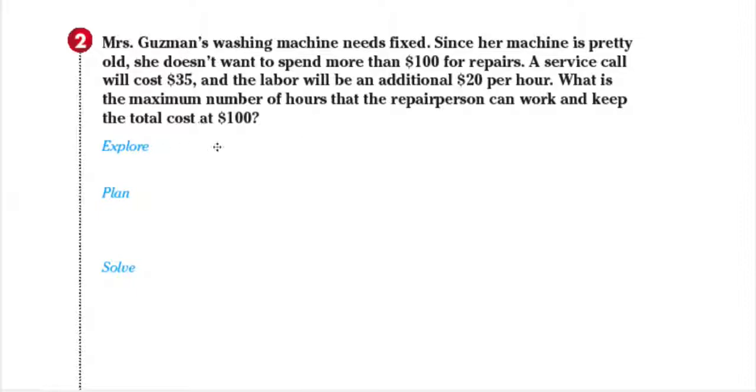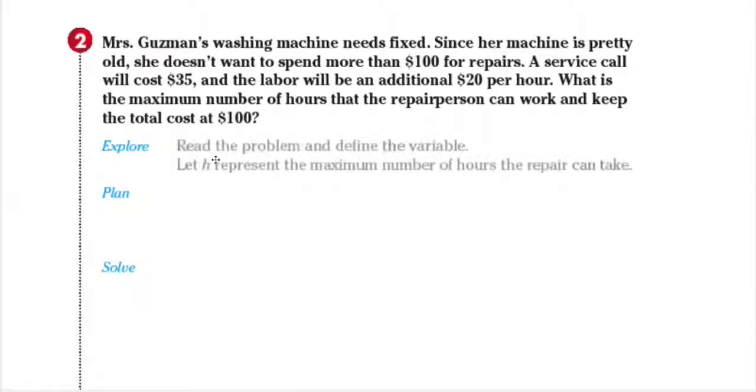Again, let's see what we know. Let's read the problem, and let's define the variable. In this case, we let H represent the maximum number of hours the repair can take. So we represent H as the number of hours the repair can take. Then we simply write an equation using the information that we gathered.